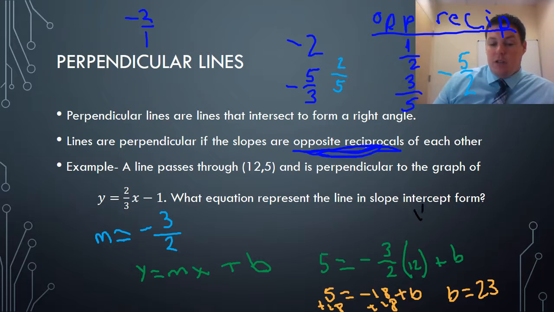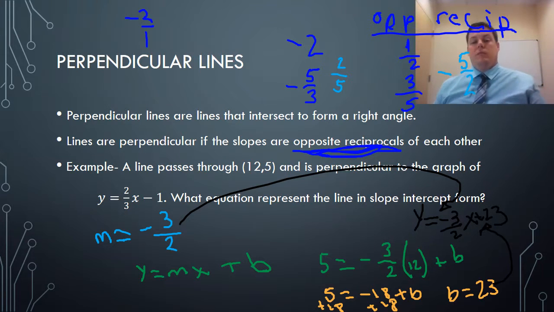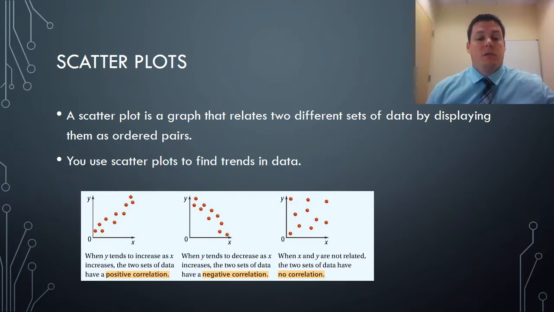So our equation is y equals negative 3/2 x plus 23. All right, so parallel lines have the same slope. Perpendicular lines have opposite reciprocal slopes.